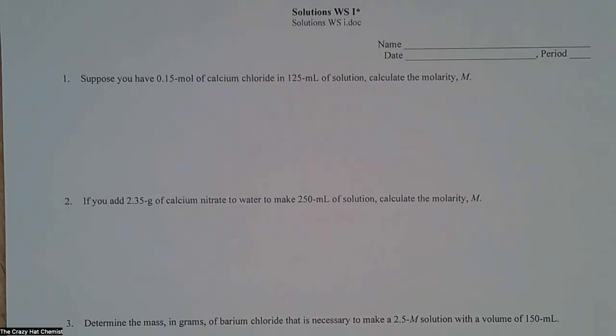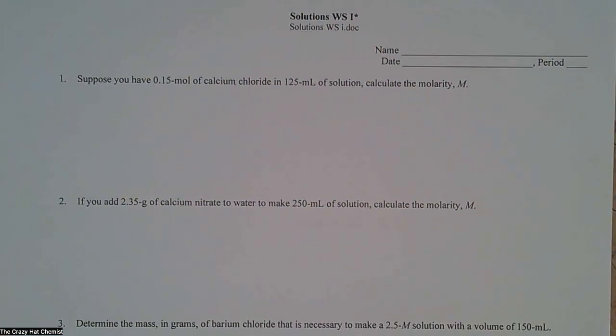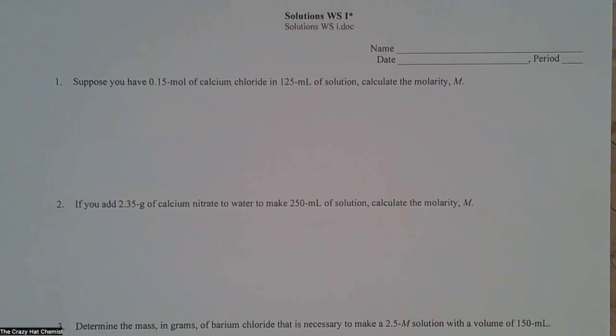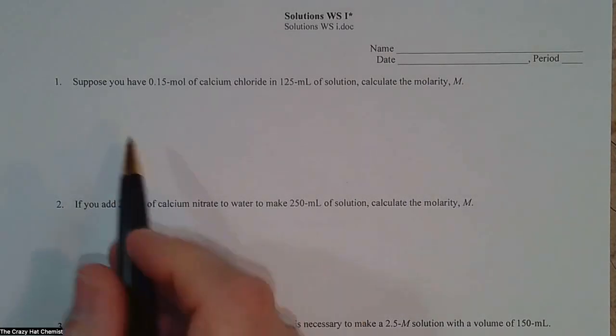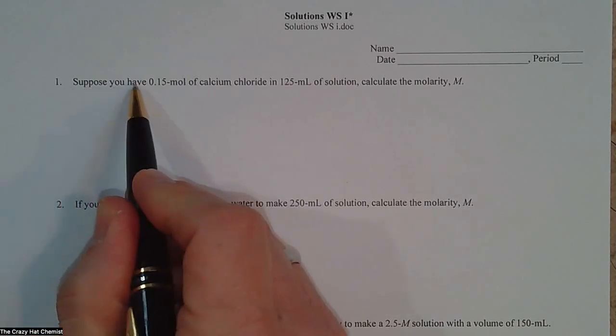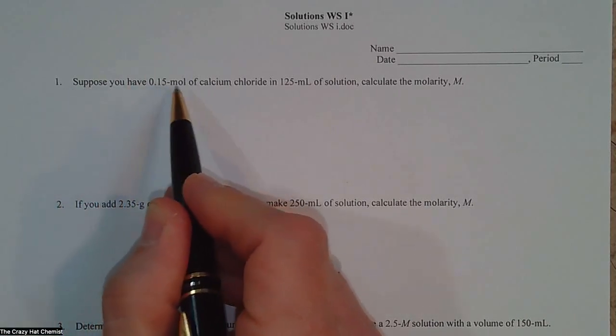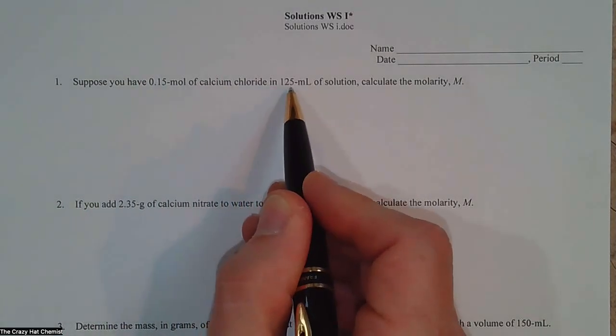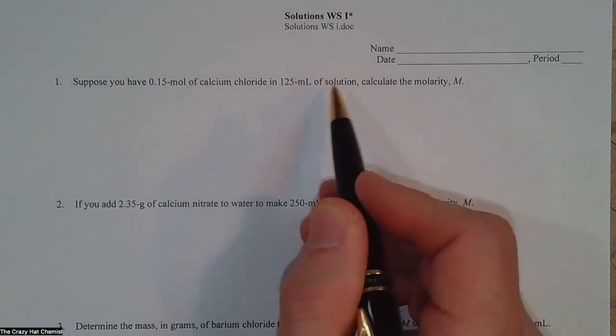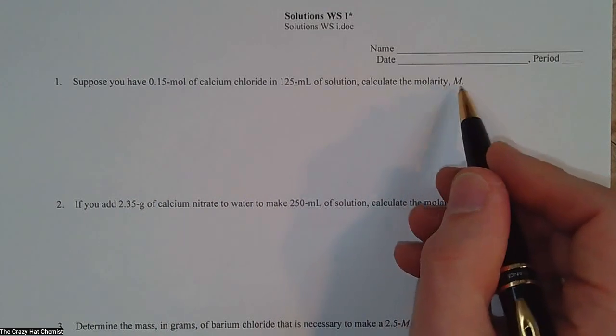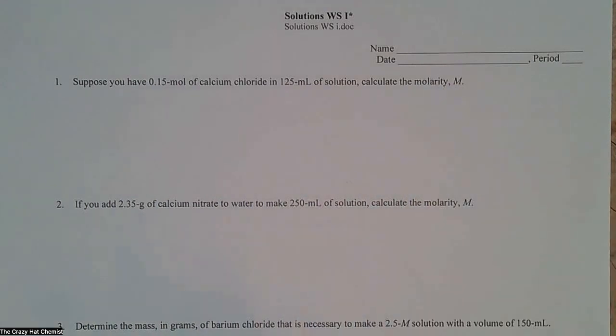Let's see if we can get this set up here for you nicely. All right, perfect. This is solutions worksheet number 1 and the stepwise solutions of these. Okay, all right. So let's see here. We're going to read this problem. It says, number 1, suppose you have 0.15 moles of calcium chloride in a 125 mL solution. Calculate the molarity. That's the capital M.